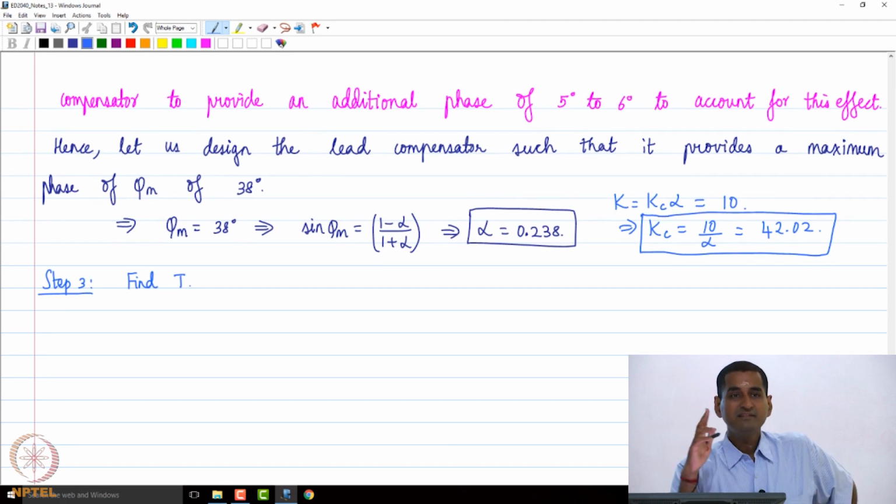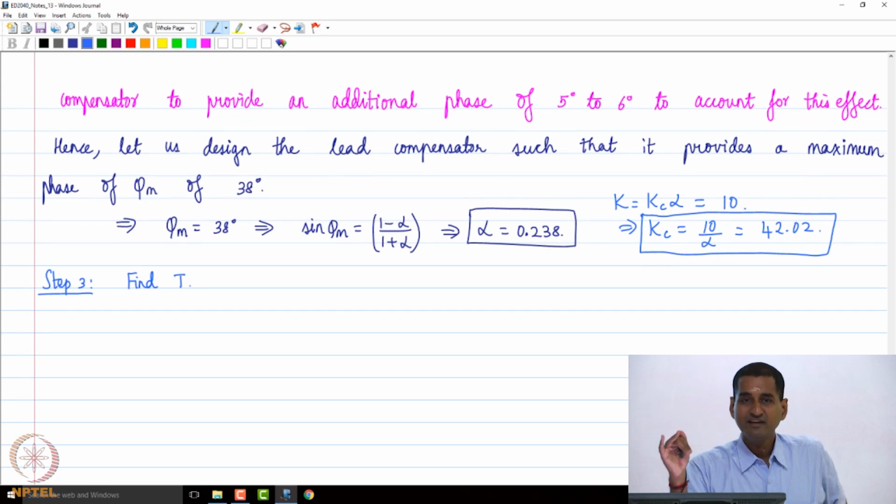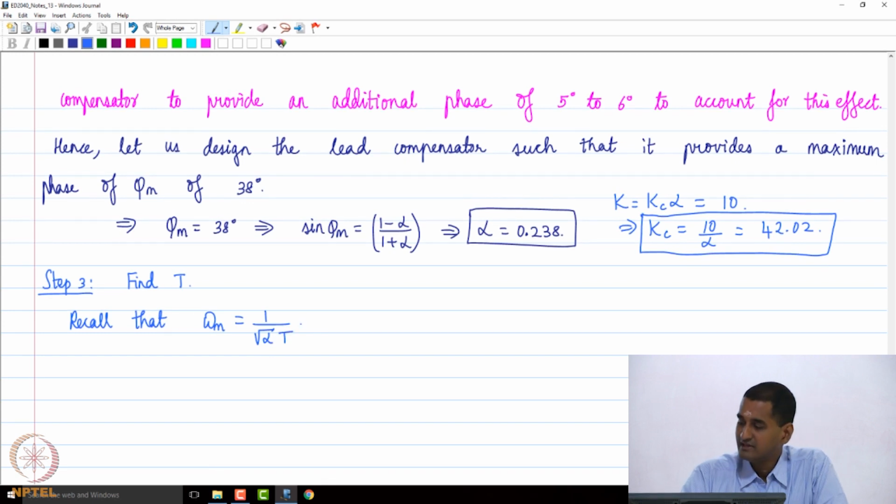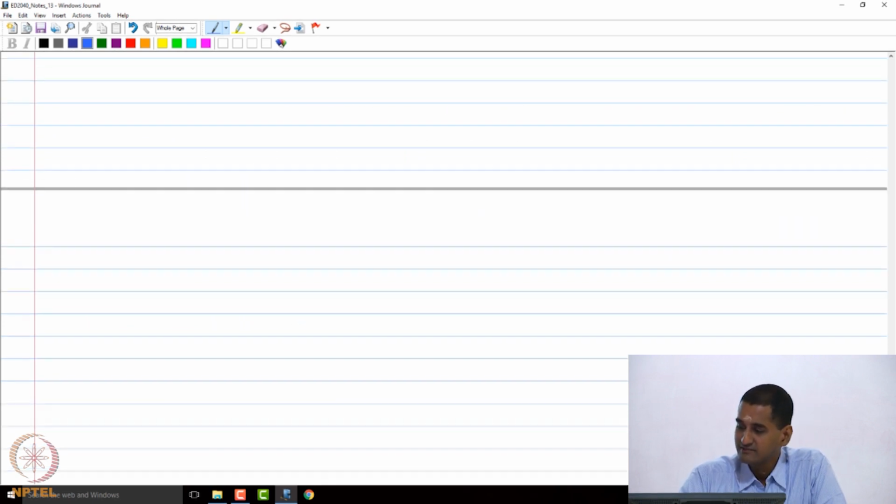So, what were the three parameters that are involved in the lead compensator? Kc, alpha and T. So, we have found Kc and alpha. What is left behind? Capital T. So, let us find capital T, okay, that is what we are going to do. For this, recall that omega m is going to be equal to 1 divided by square root of alpha times T.